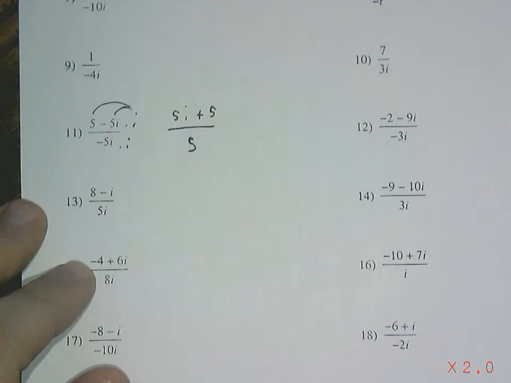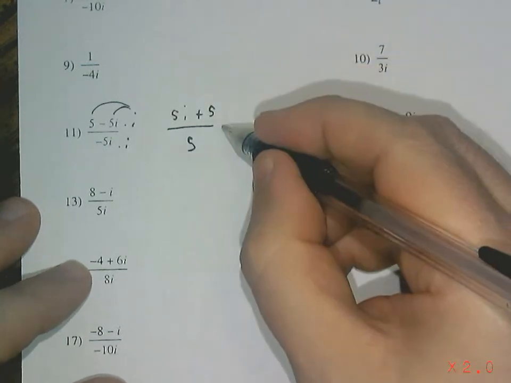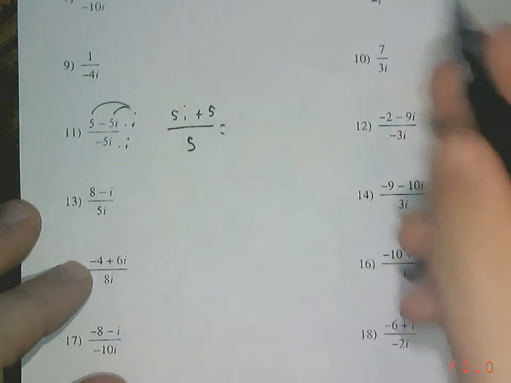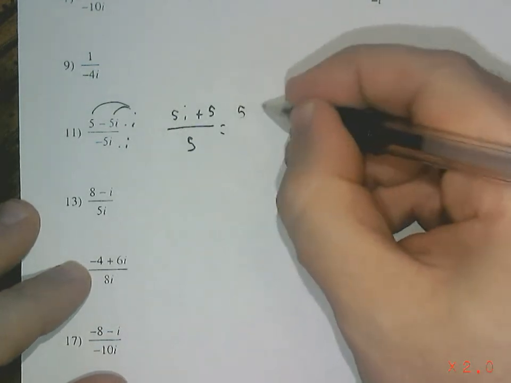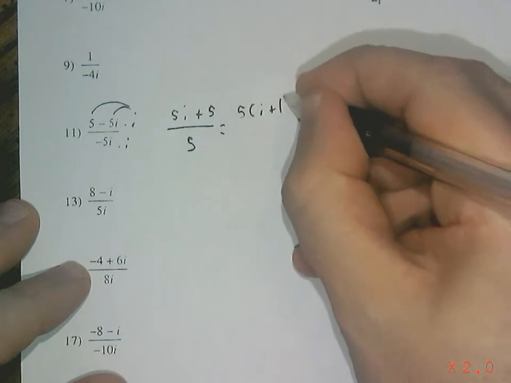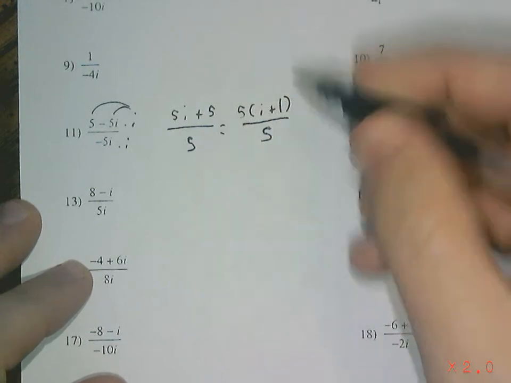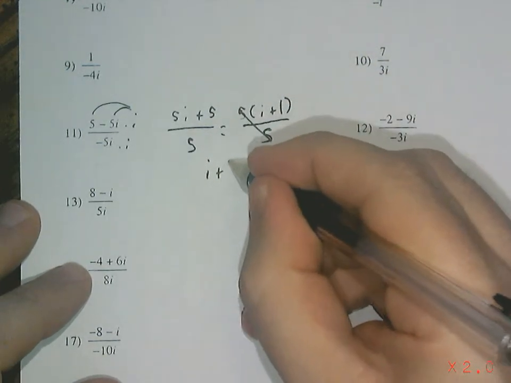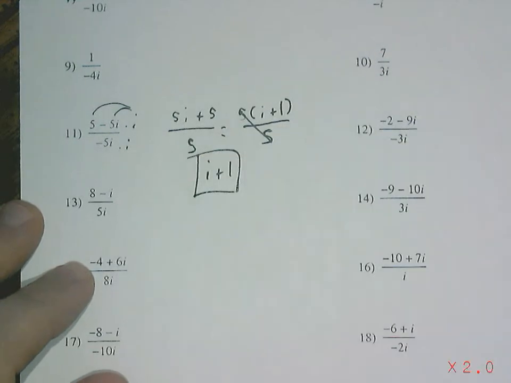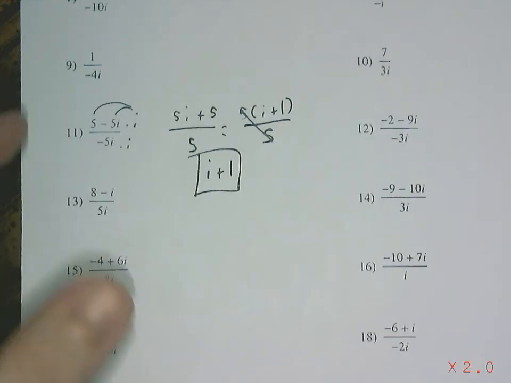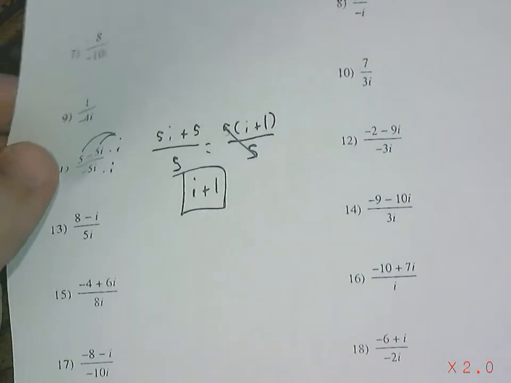Well, you should be able to see what is going to happen here. Because on the top here, I see a common factor of 5. I can take that out. Gives me 5 times i plus 1 all over 5. Hey, now we can cancel those out. And I'm just left with i plus 1 as my answer. That's as simple as I can get. Easy cheesy, right? Let's do one more, make sure we got it.